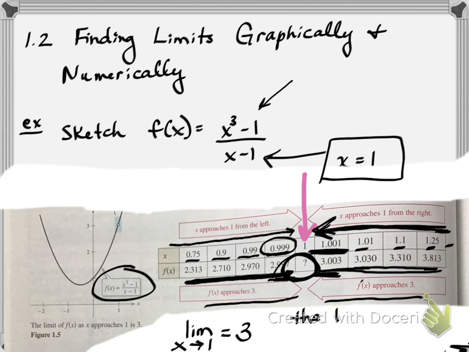The limit as x approaches 1 is 3. I keep saying 3, I'm sorry. As x approaches 1 is 3. And try to use the right notation and try to hear yourself read it correctly. Don't say the lim. Say the limit as x approaches 1 is 3.